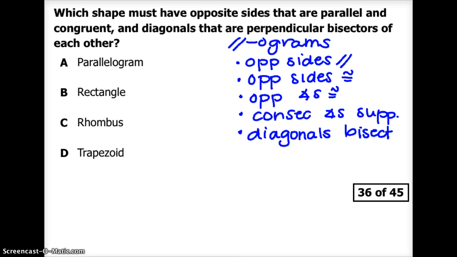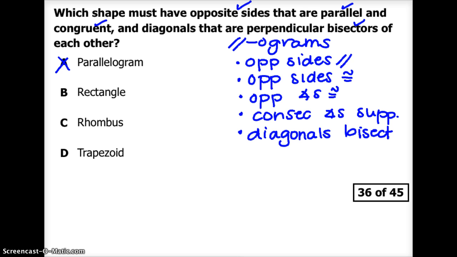Opposite sides are parallel and congruent, fulfilled. Diagonals that are perpendicular bisectors. Well, the bisector part is fulfilled, but that perpendicular part is not. So I'm going to X that one off.